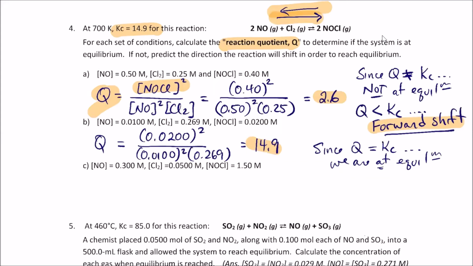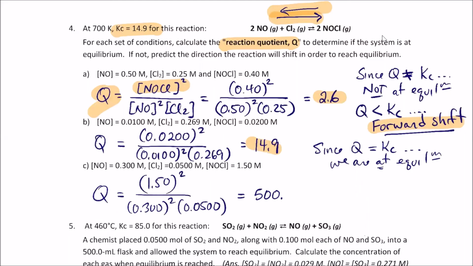Okay, the last one. Can you guess what's going to happen here? Okay, let's calculate it. Q is going to equal 1.50 squared divided by 0.300 squared times 0.0500. I wonder what we're going to find. Did you get a really big answer? I got 500.